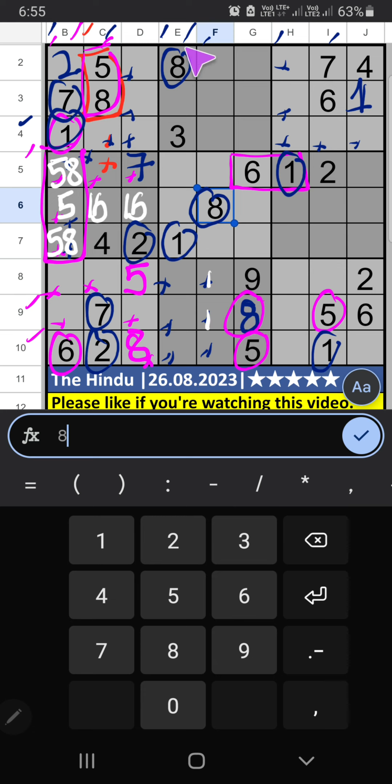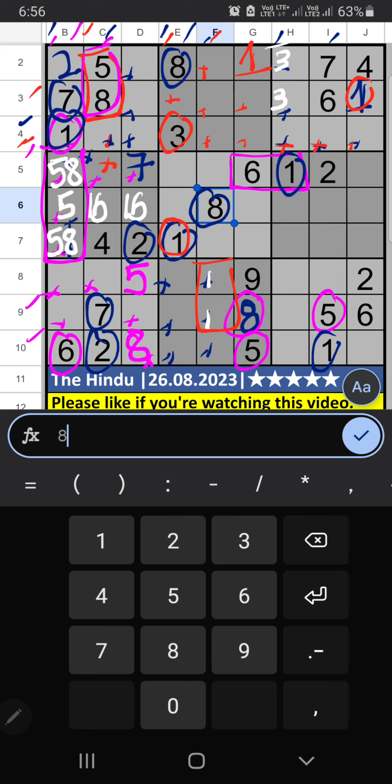Confirm later. Column E, column F, 4th row and 3rd row, we have 1. So 1 can't come in these cells. Then 1 is confirmed here. 4th row, we have 3. So 3 can't come in these cells. 3 will come in one of these cells, confirm later.